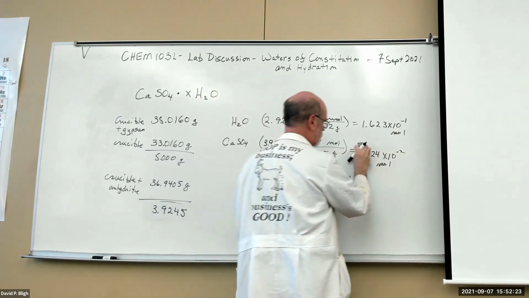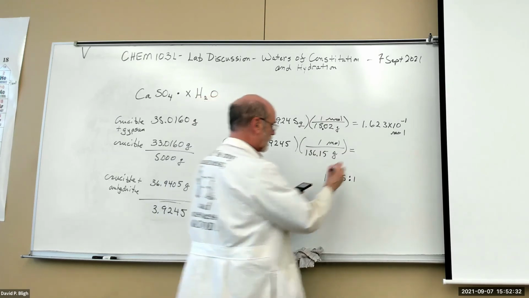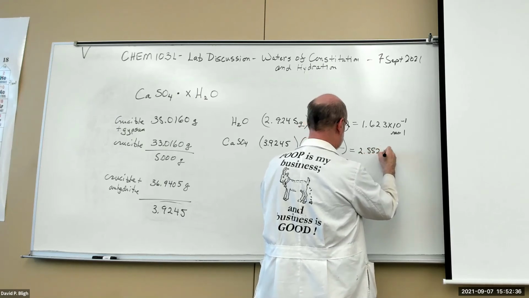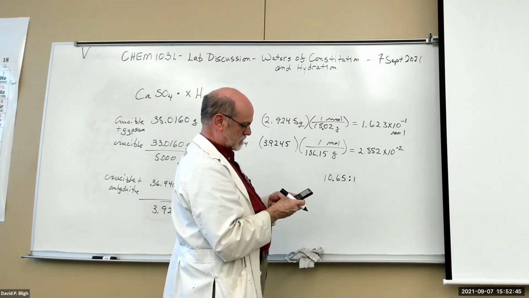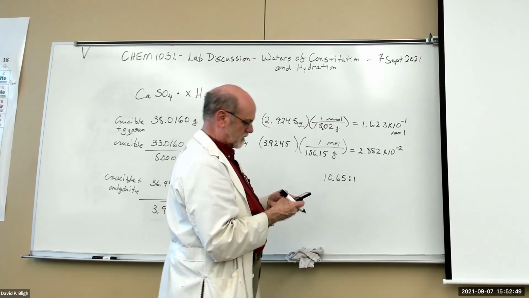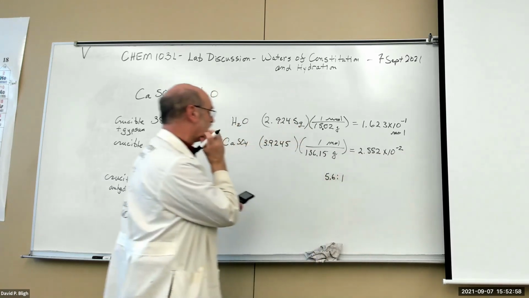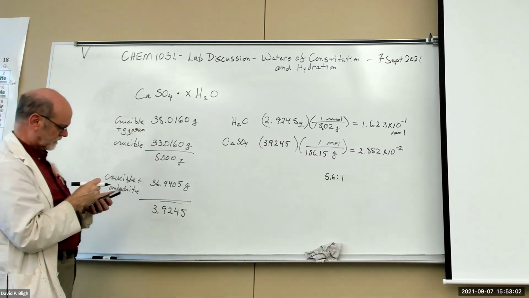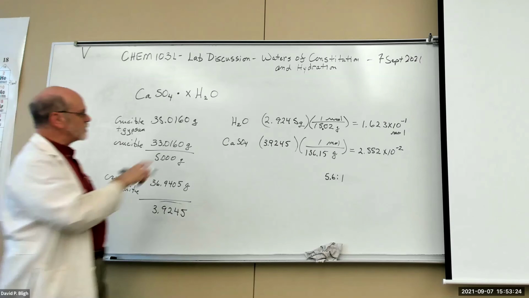3.9245 divided by 136.15. This one's right. Okay, this is 2.882 times 10 to the minus 2 divided into 1.62. Let's go. 5.6. That's still not quite right, but you get the idea. Let me see, did I do that one? No, I did that one too fast. It's supposed to be 7. The accepted value for X is 7.